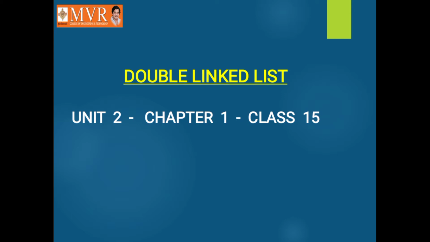Now we will come across the double linked list, which is another type of linked list. In linked list we have three types: single linked list, double linked list and circular linked list. In this session I will be explaining the double linked list. This is my class 15.